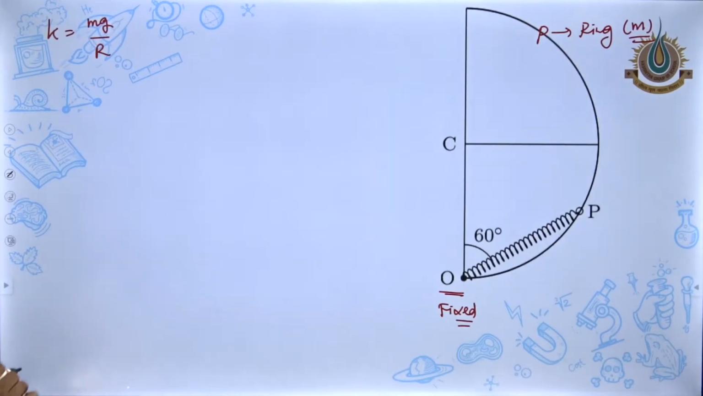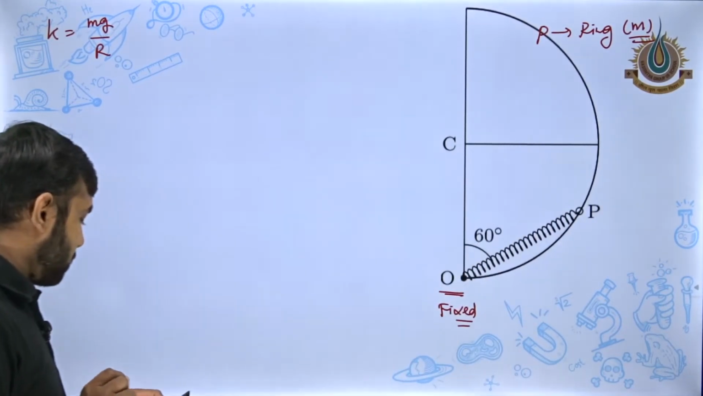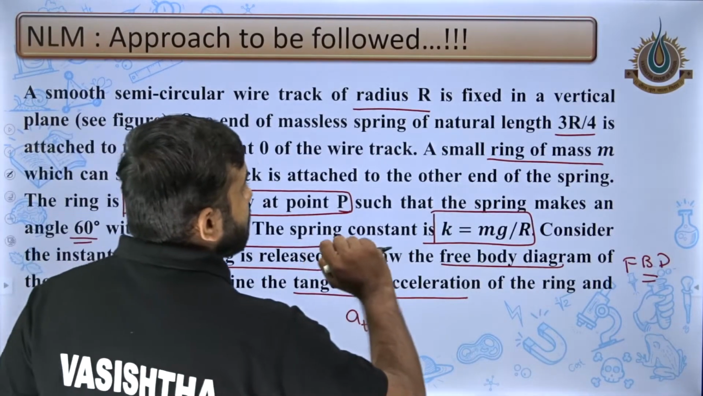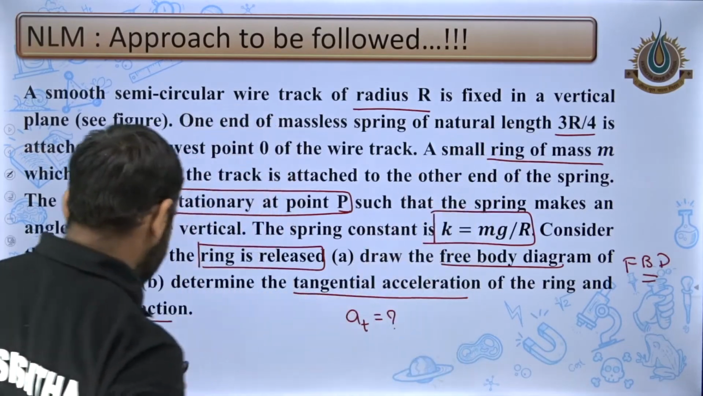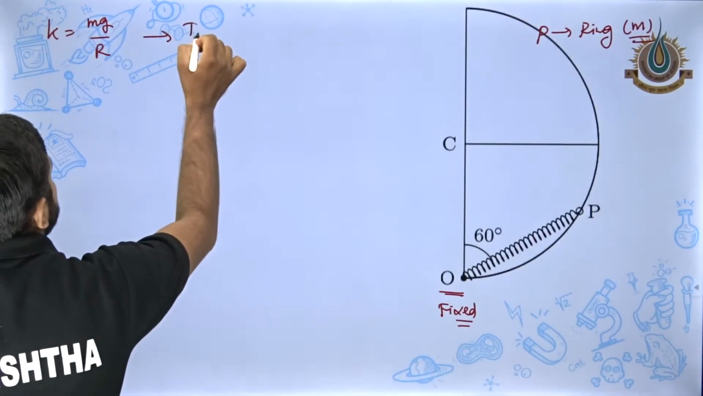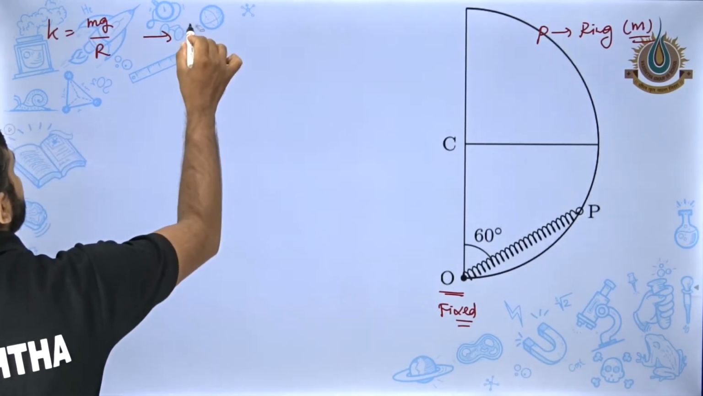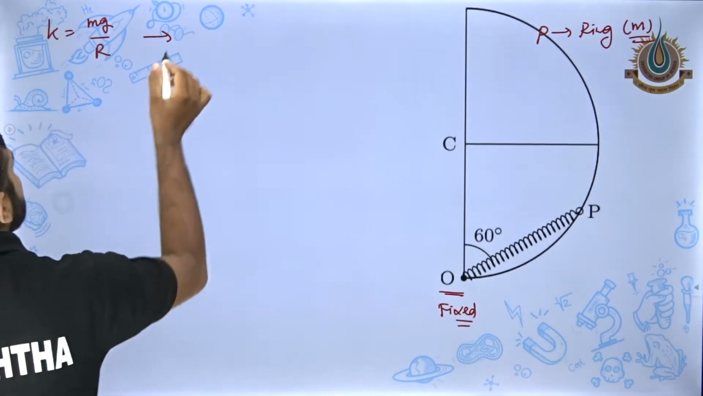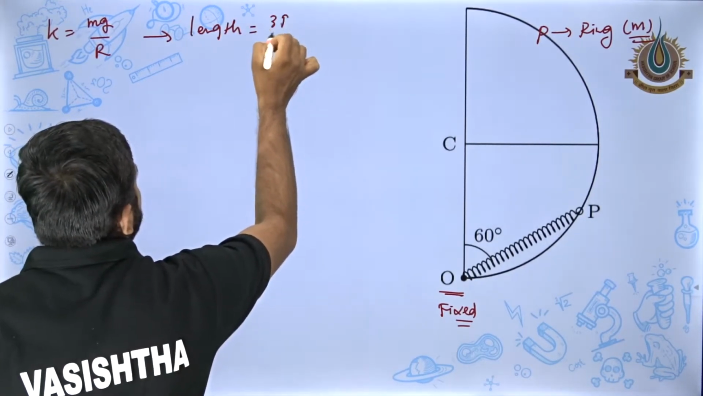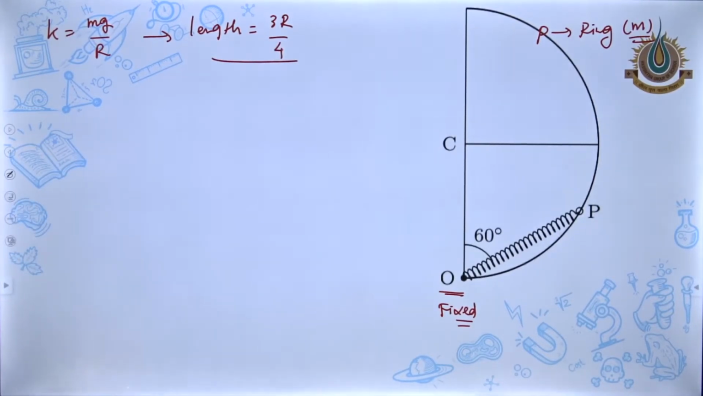So how to draw the FBD? See, first it is connected to the spring. What is the original length of the spring? The initial length of the spring is given to us, and it is equal to 3r/4. That is the neutral length, the original length. So the length of the spring is 3r/4. This is the given data. Now we are finding out the rest.